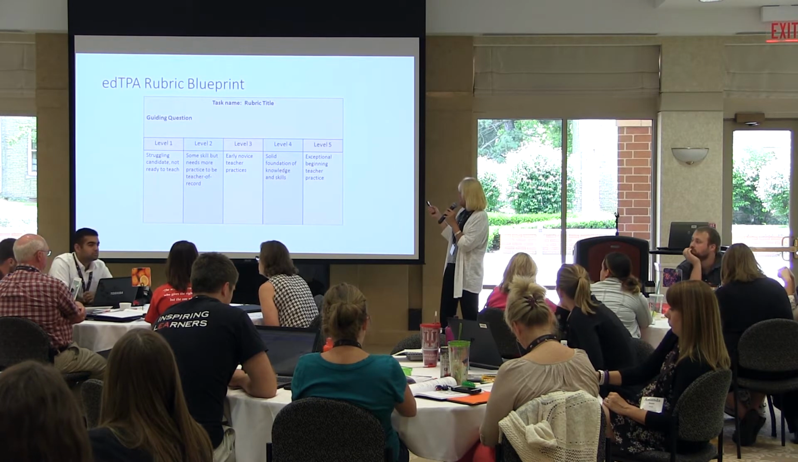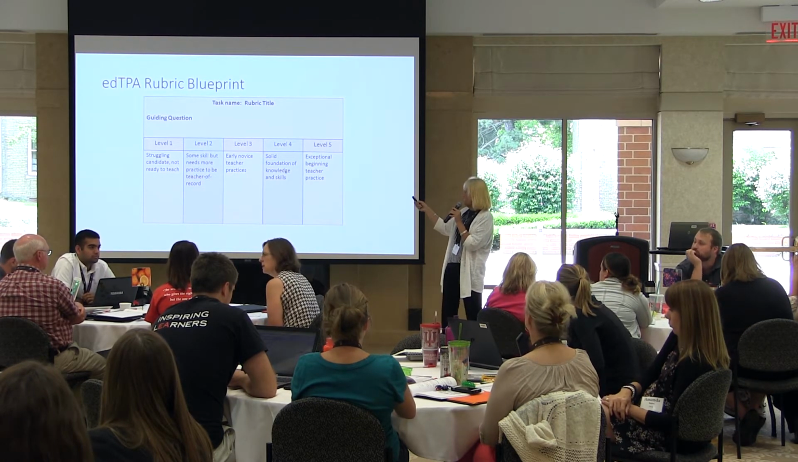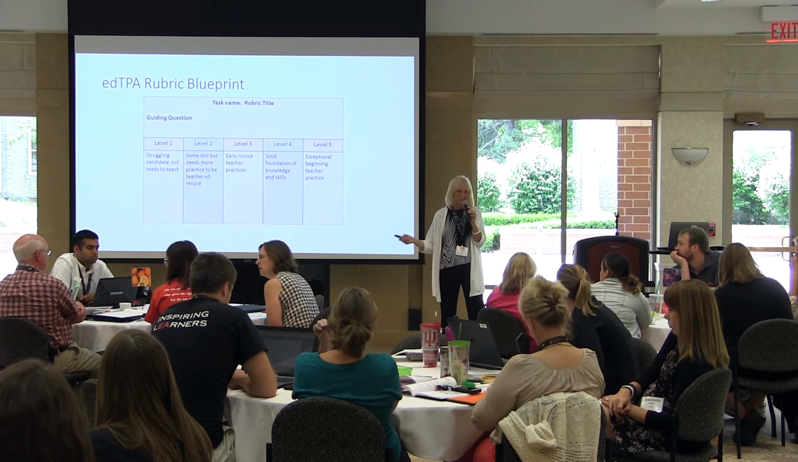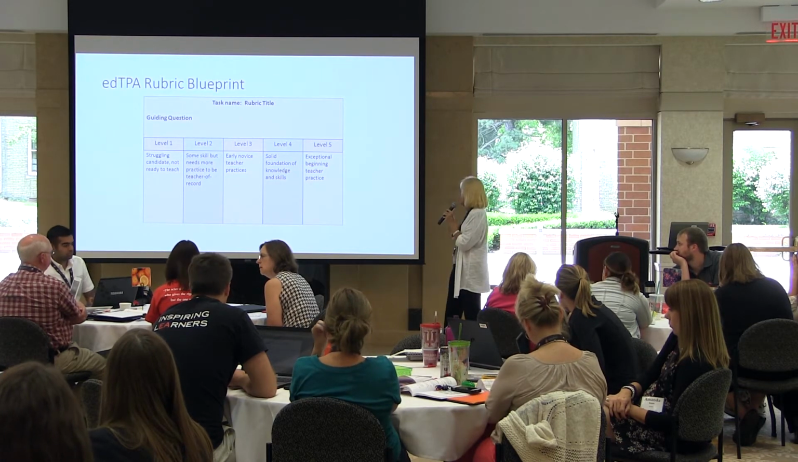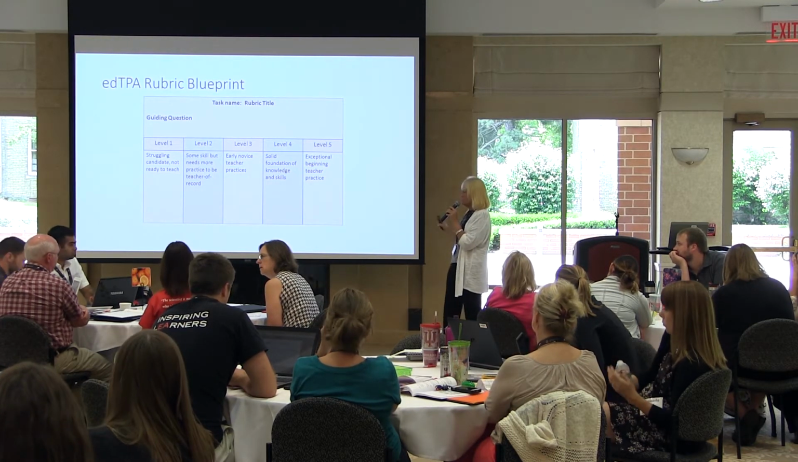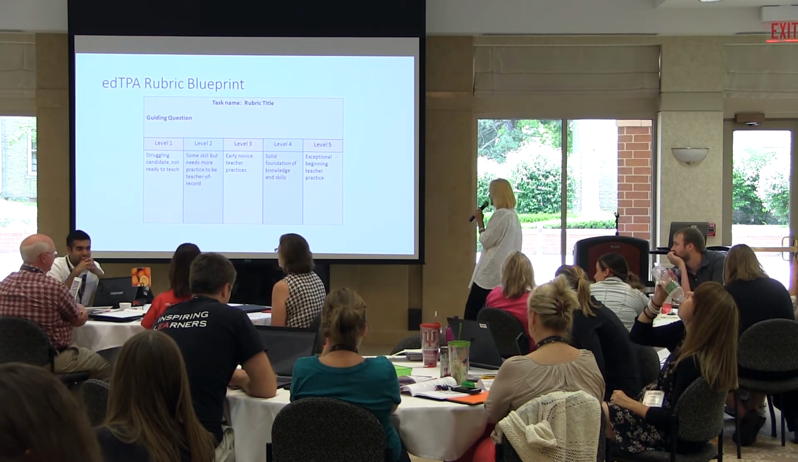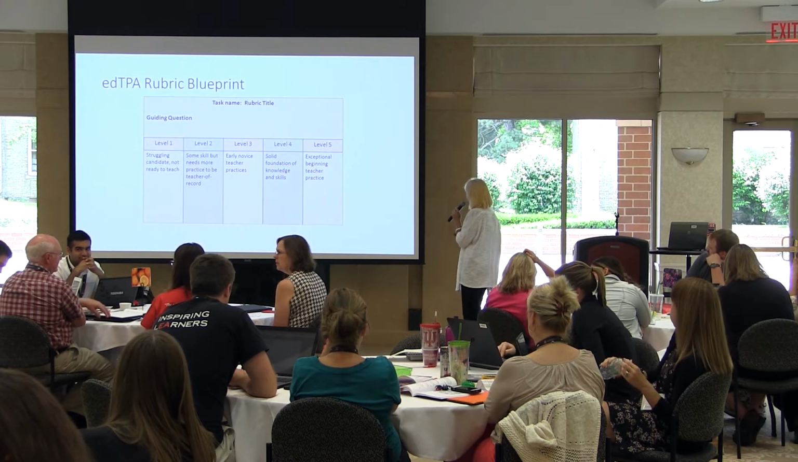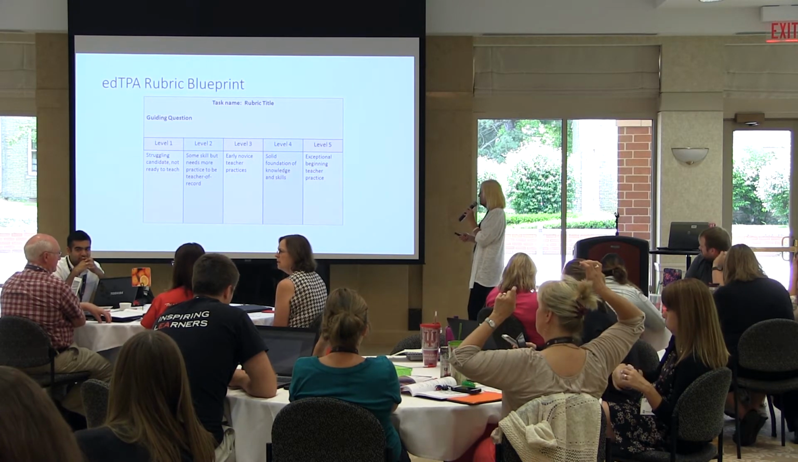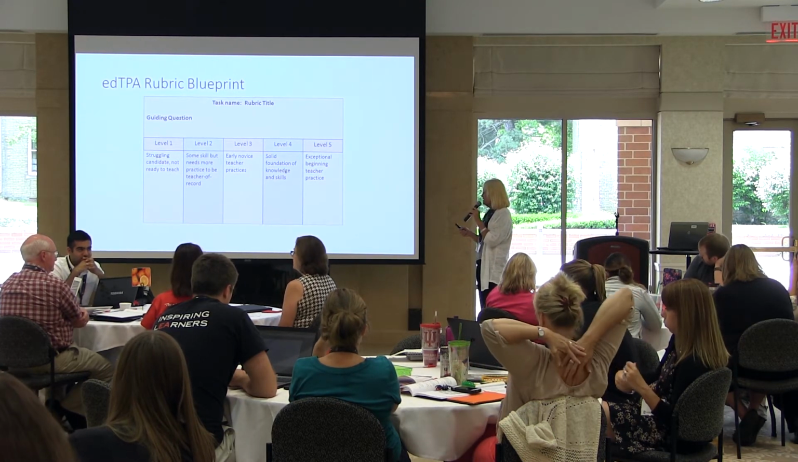This is what the rubrics look like. They have 5 levels. 1 means a struggling candidate, not ready to teach. Number 2, some skill that needs more practice to be the teacher of record. 3 is proficient, early novice teacher practices. 4, solid foundation of knowledge and skills. 5, exceptional beginning teacher practice.